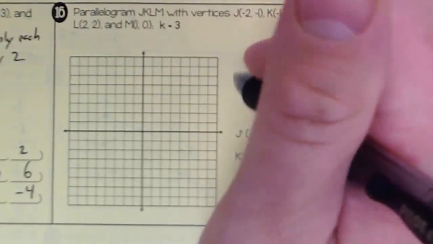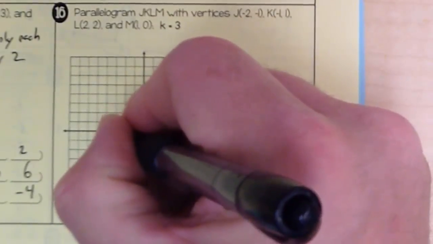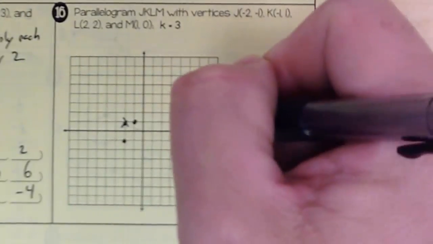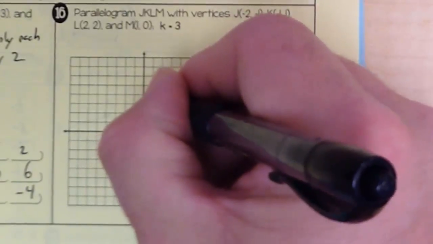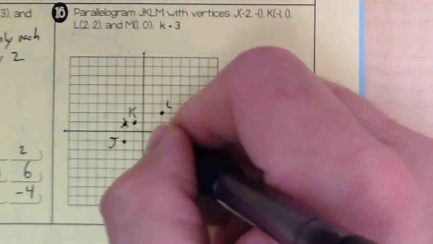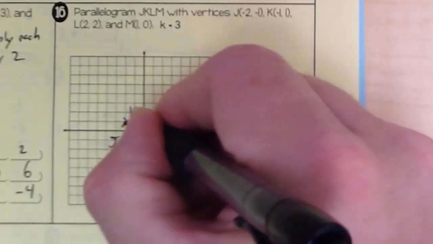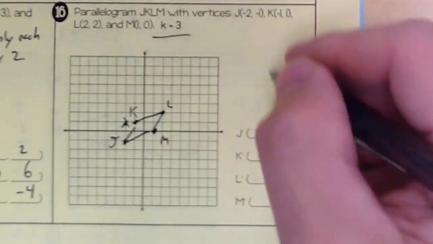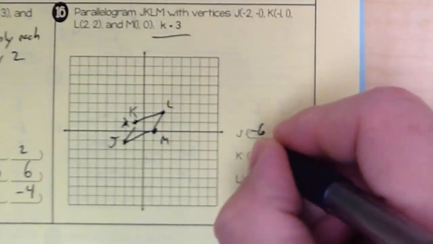Parallelogram JKLM with vertices at J -2, -1. Oops, my apologies. -2, -1 is down here. K at -1, 1. That'll be up here. L is at 2, 2. And M is at 1, 0. We have a scale factor of 3, so each coordinate times 3. -2 times 3 is -6. -1 times 3 is -3. And so on and so forth.